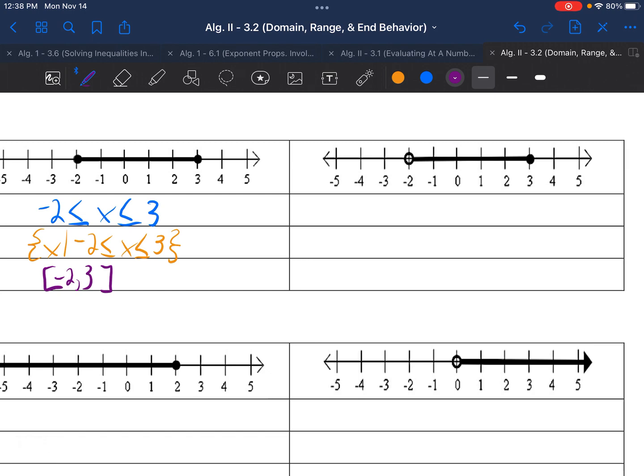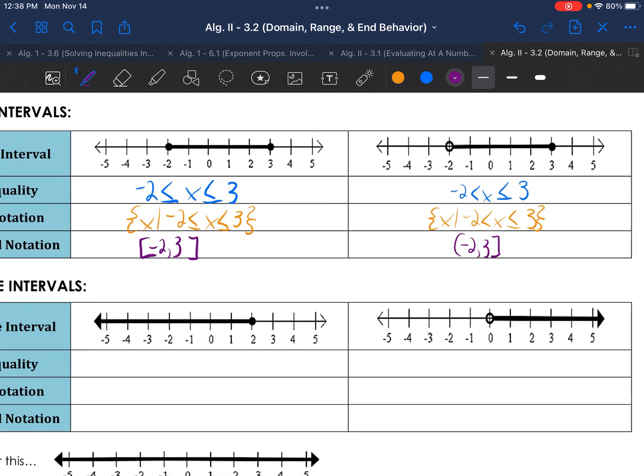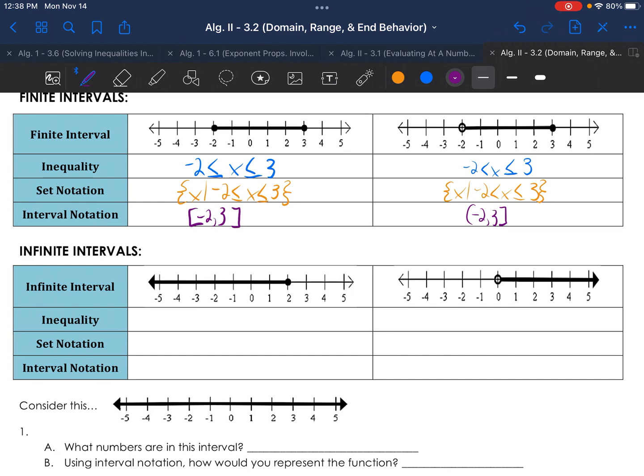This one, once again, I would encourage you to try on your own. Now, the inequality would be -2 is less than x, but not or equal to, because it's an open circle, so it's not included, is less than or equal to 3. Set notation, same idea, x such that -2 is less than x, which is less than or equal to 3. And the interval, -2, 3. -2 would have a parenthesis because it's not included, and the 3 would have a bracket because it is.